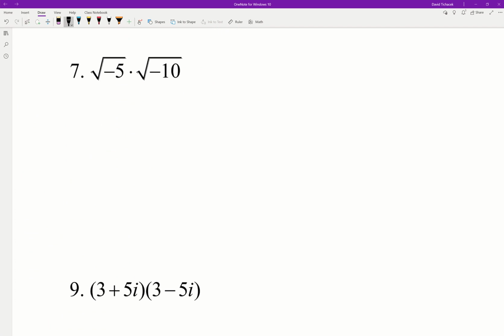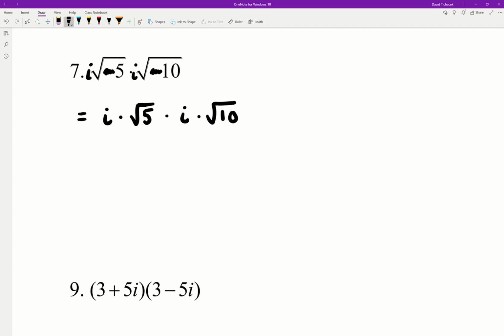Okay. In this next one, in number 7, we have a couple of negatives under some square roots. So remember how we deal with these. We just scratch out the negatives and put an i out front. Scratch out the negative, put an i out front. So what we have here is i times the square root of 5 times i times the square root of 10.